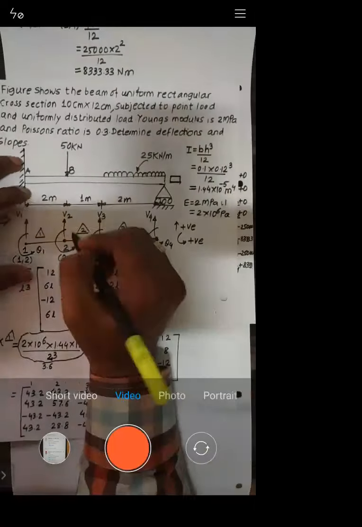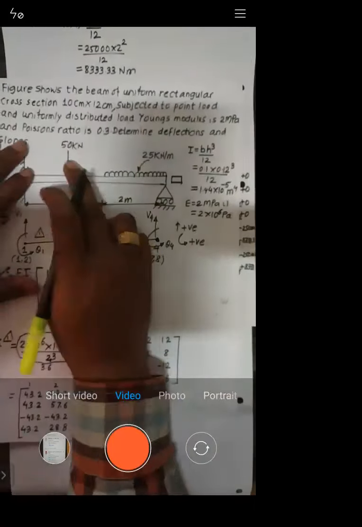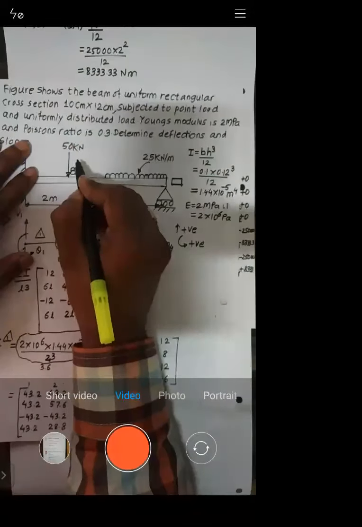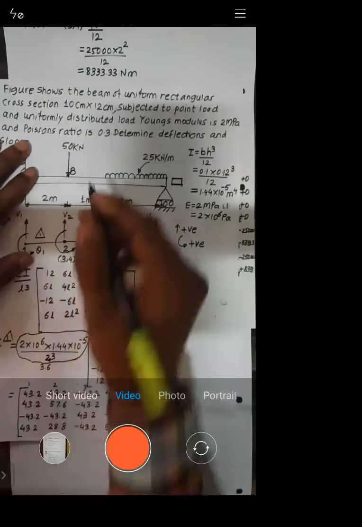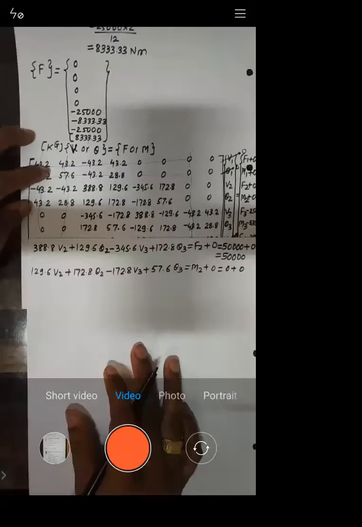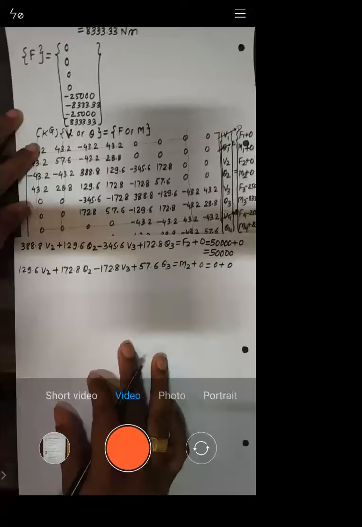Now see, at node number 2, they haven't applied any moment. The force is given as 50 kilonewton, but is any moment given, like 4 kilonewton meter or 5 kilonewton per meter? It's not given, right? So we will take that as a 0 value. So this is 0 plus 0, right? Try to understand. Now go to the third equation.